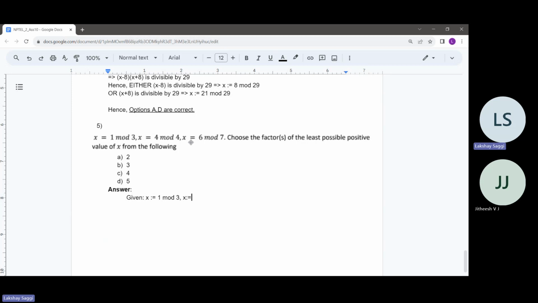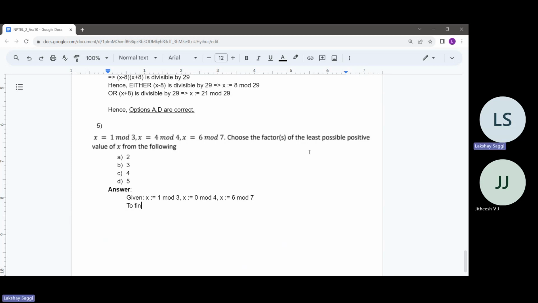Similarly, we are also given x is congruent to 4 mod 4, and 4 mod 4 can be just written as 0 mod 4 also. And we are also given x is congruent to 6 mod 7. And we need to find out the least possible value for x.